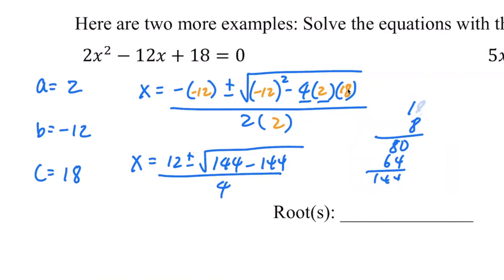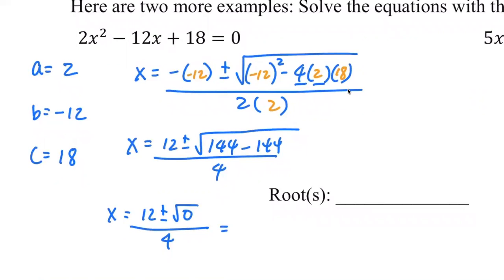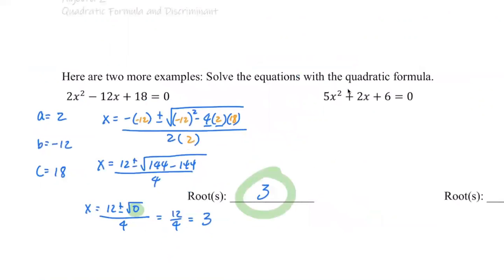Let me erase it. And I think we see something very special here. We have 12 plus or minus square root of 0. And square root of 0 is simply 0. So it's just 12 over 4, which is 3. So that's very interesting. We see a 0 over here, and because of that, we only have one root. Okay, so the root is 3.